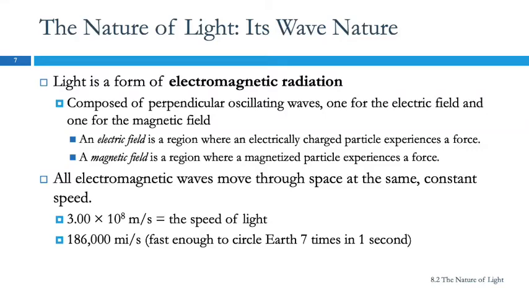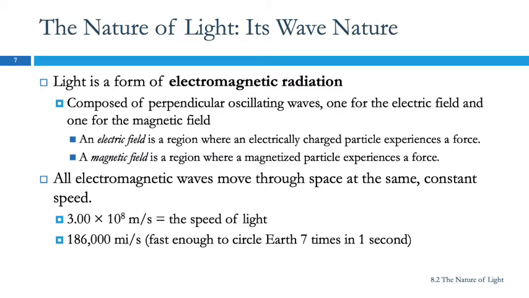We do need to learn a little bit of physics. So we're going to talk about light. Light is a form of electromagnetic radiation. And what that means is it has an electric field that's an oscillating wave, and it also has a magnetic field that is an oscillating wave. And those two waves are perpendicular to each other, but they're traveling together.